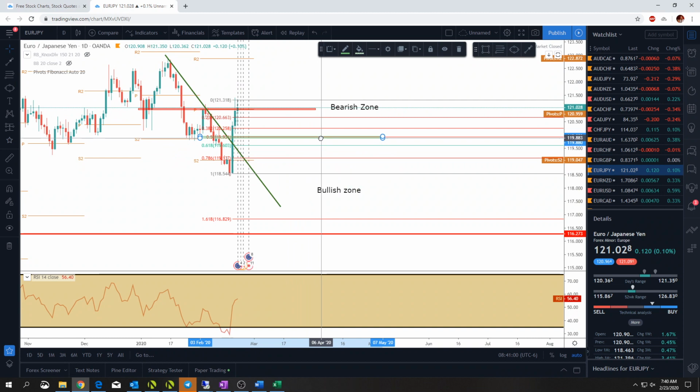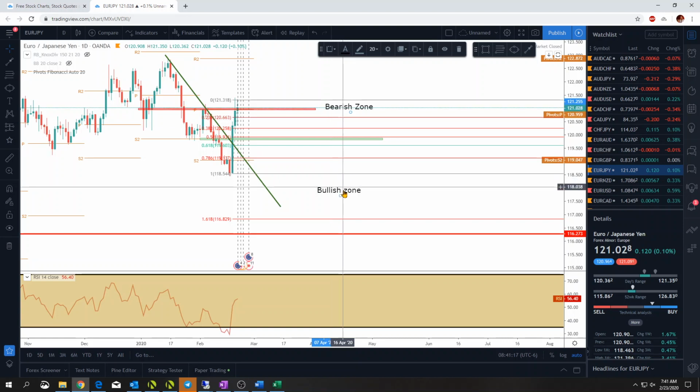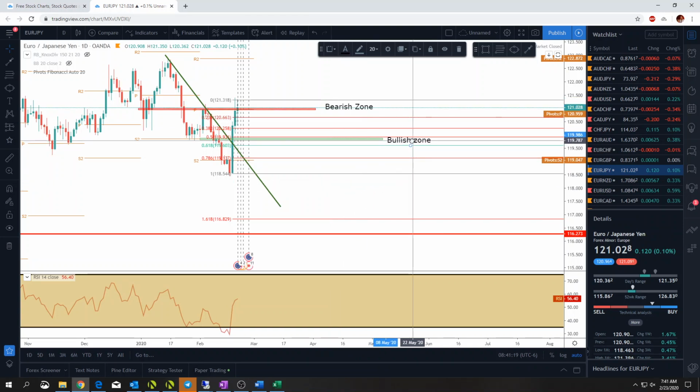Let's just go right there. Look, right where the 618 is a retest of that line. So we could get a pull all the way back down to there. I want to look a little earlier.